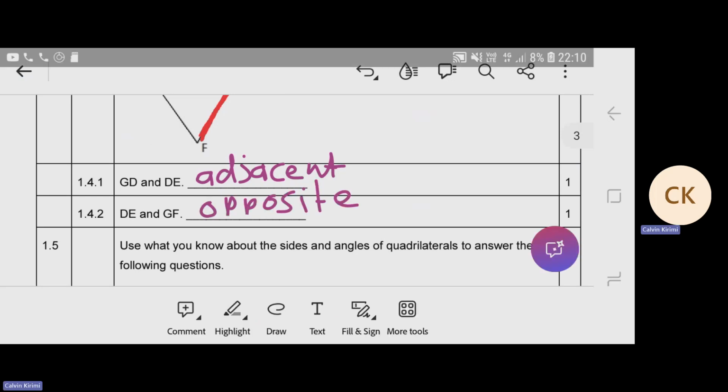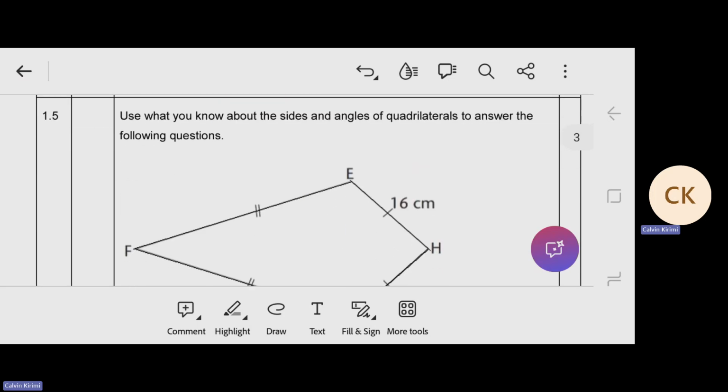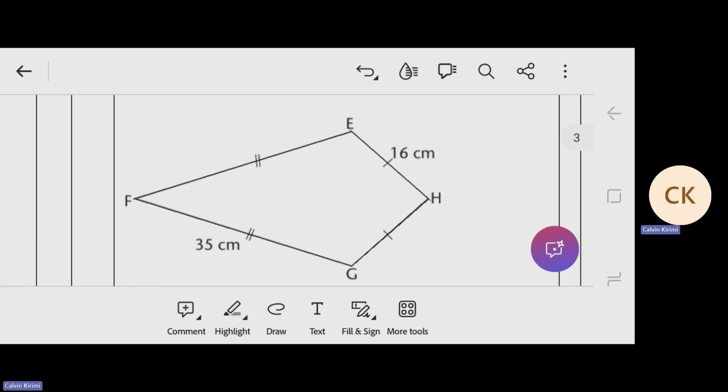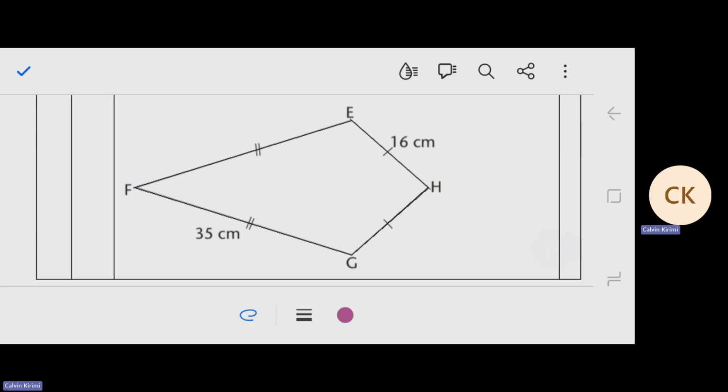Then use what we know about the sides and angles of quadrilaterals to answer the questions. If you are given that symbol, one bar there, it means those sides are the same. So also here, 16 centimeters. Two bars means there is also 35 centimeters. So you must know that.